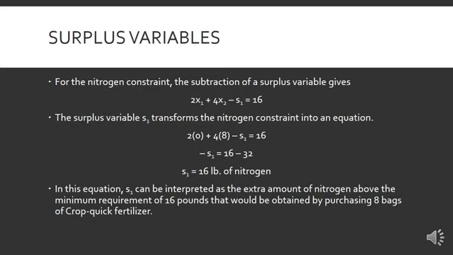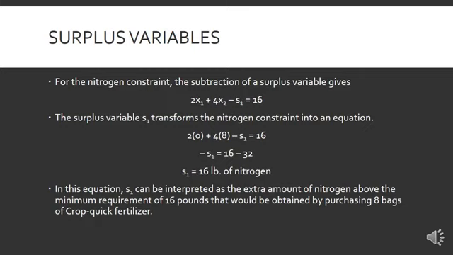So for the nitrogen constraint, the subtraction of a surplus variable gives 2x sub 1 plus 4x sub 2 minus s sub 1 is equal to 16 para maging equal siya. The surplus variable S1 transforms the nitrogen constraint into an equation. So, kung ilalagay natin yung dun sa tinatawag nating point A, okay, dun sa ating nitrogen constraint. So, ang makukuha natin, yung ating surplus variable is 16 pounds of nitrogen.